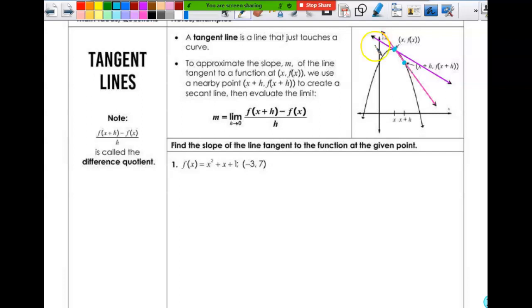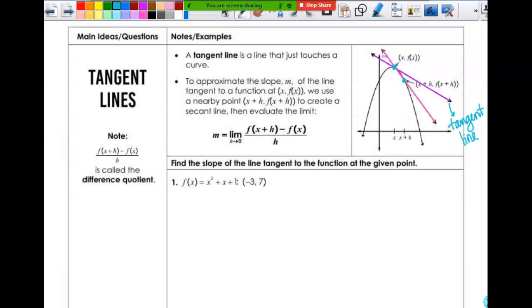We have a line here that intersects this curve at one point. It just touches it at that one point, and that makes it a tangent line. Then this pink one intersects at two points. That makes this a secant line. So we have secant lines and tangent lines. The definition here says a tangent line is a line that just touches the curve. That's not a great definition by any means.